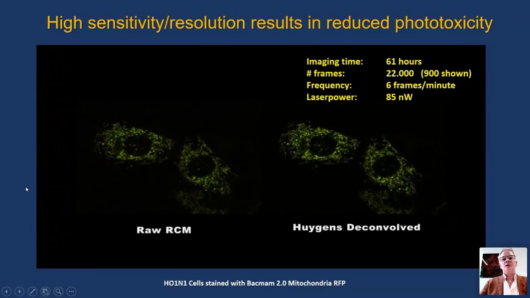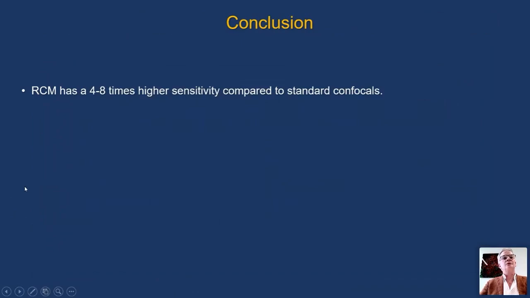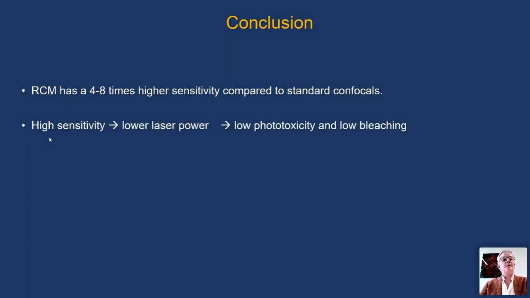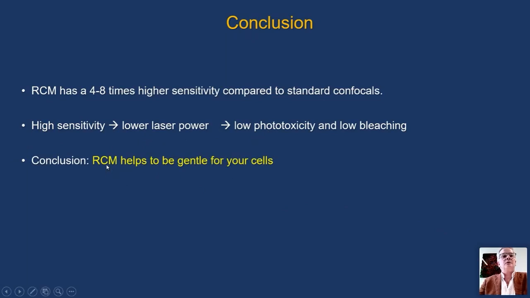Okay, so I come to the conclusion: the rescan confocal microscope has 4 to 8 times higher sensitivity compared to standard confocal microscopes, and this high sensitivity means that we can use a lower laser power, and that means lower phototoxicity and lower photobleaching. And in the final conclusion, you can say that RCM helps really a lot to be gentle for yourselves.